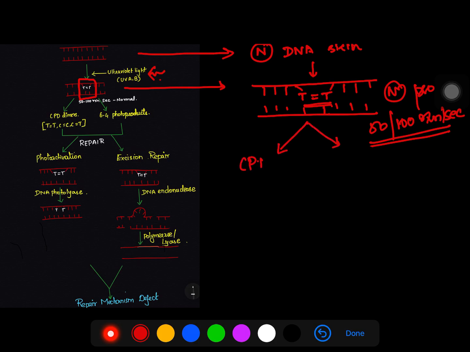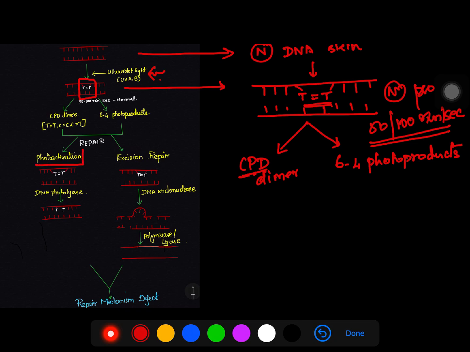That is very important. One is the CPD dimer. CPD is cyclobutane pyrimidine dimers. The other product is 6,4 photoproducts. So these are the products of thymine dimer formation. Once formed, they have to be repaired by our body immediately. We have already discussed one repairing mechanism, base excision repair, but there is one more important mechanism called photoactivation repair.